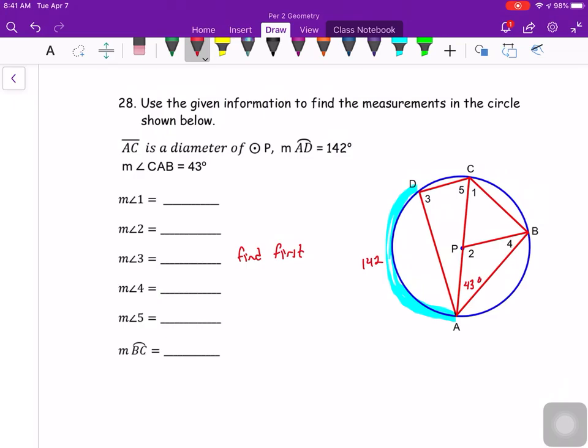Okay, well, I think there's an easy one to find first. And that's because angle 3 has to be 90 degrees. And that's because this arc, all the way out here, is a semicircle. So that's 180 degrees. Now, the next one that I think we could find is angle 5. And that's because angle 5 is going to be half of 142.